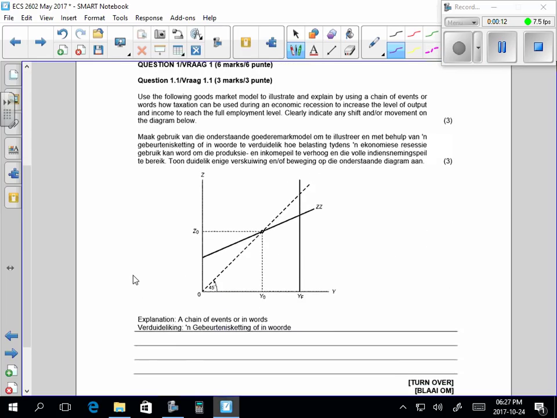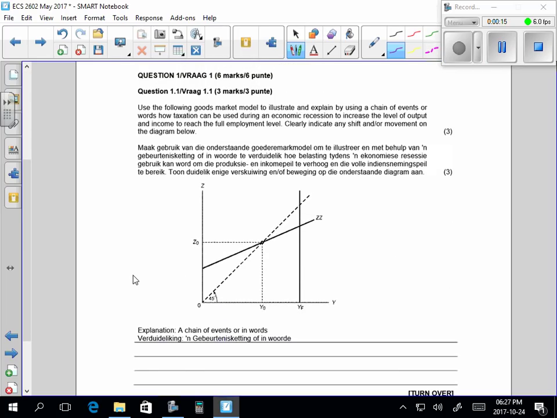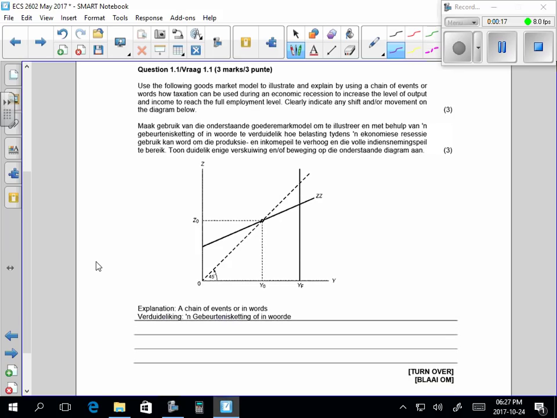Okay, question one. Use the following goods market model to illustrate and explain by using a chain of events or words how taxation can be used during an economic recession to increase the level of output and income to reach the full employment level. Clearly indicate any shift or movement on the diagram below.